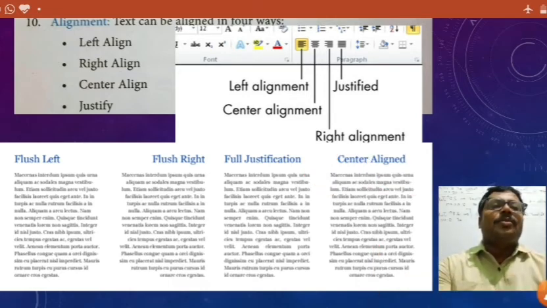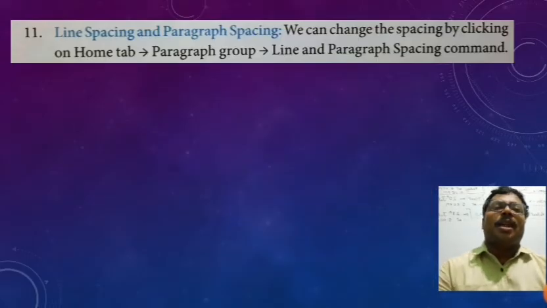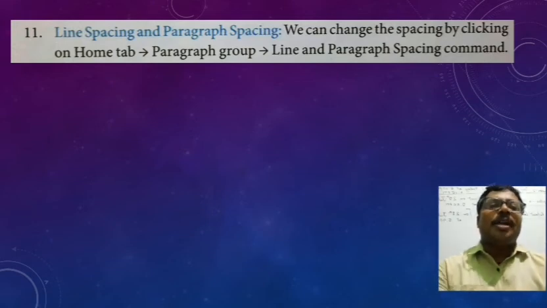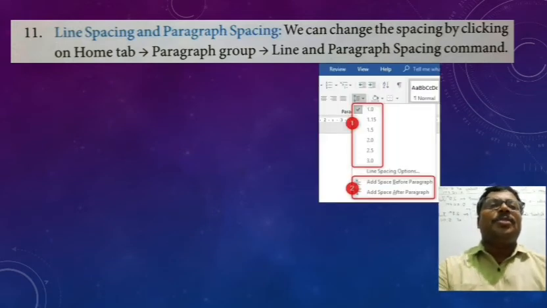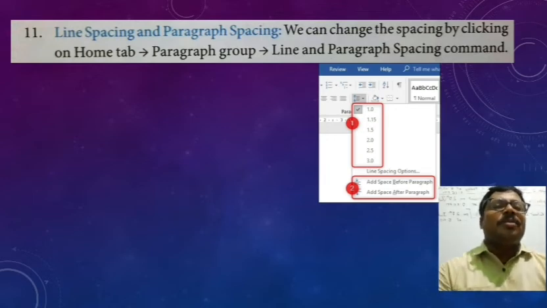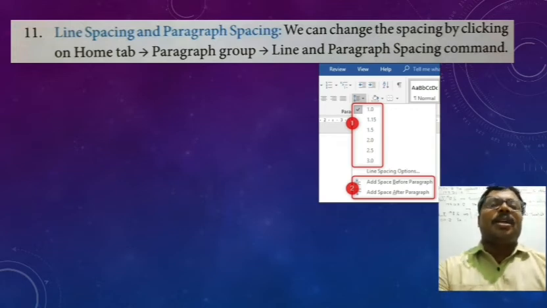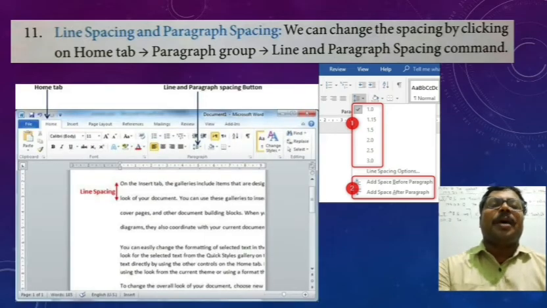Okay. Now we come to the last section, line spacing and paragraph spacing. What do we mean by line spacing and paragraph spacing? You see the options given here: the first is line spacing, and the second is spacing between the paragraphs.